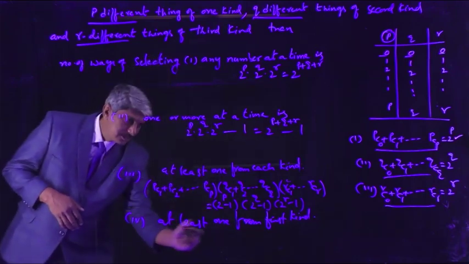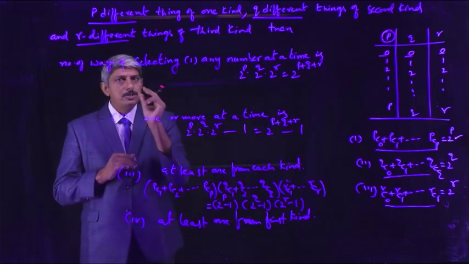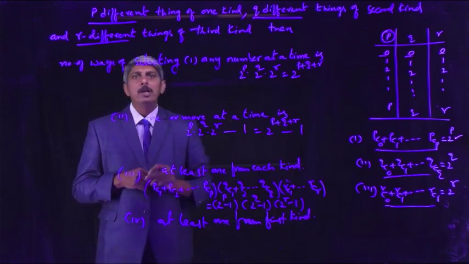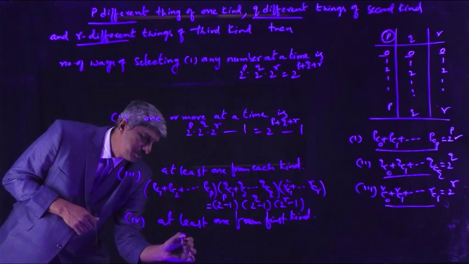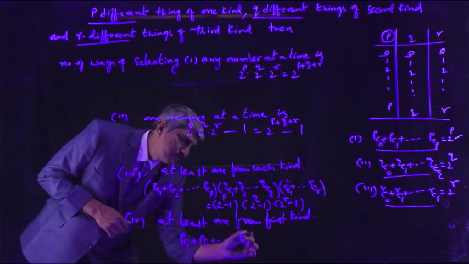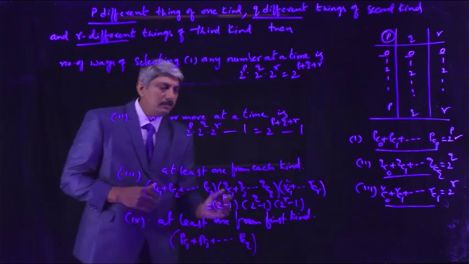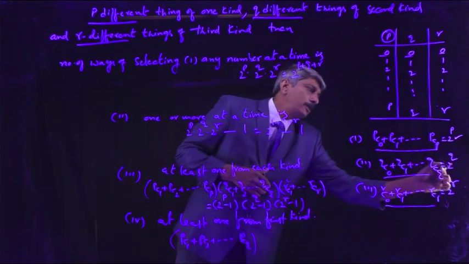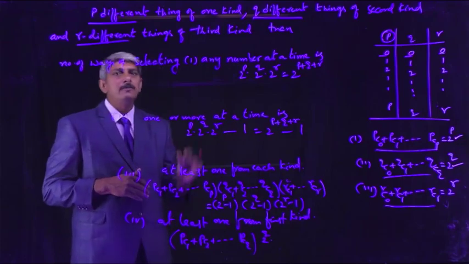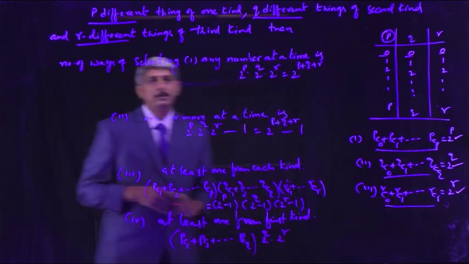On the fourth case, at least one from the first kind. We exclude 0 only in the first case. Now what is the value for the first operation? PC1 plus PC2 plus and so on up to PCP, and there are no restrictions in the second and third operations. So how many possibilities for the second operation? 2 power Q. And for the third? 2 power R.